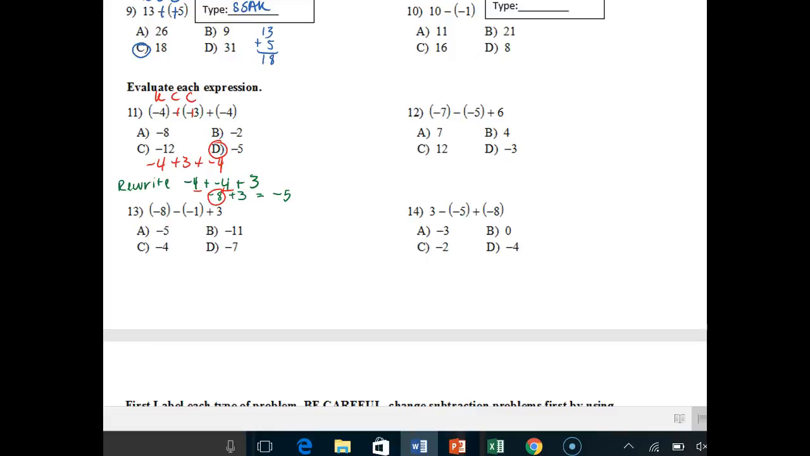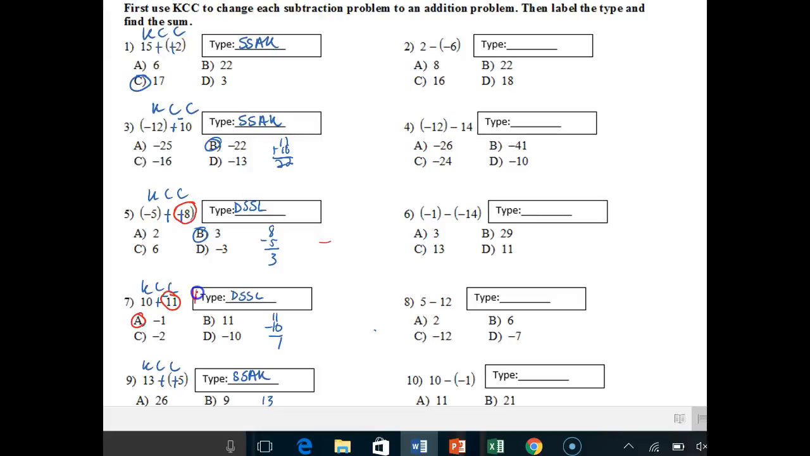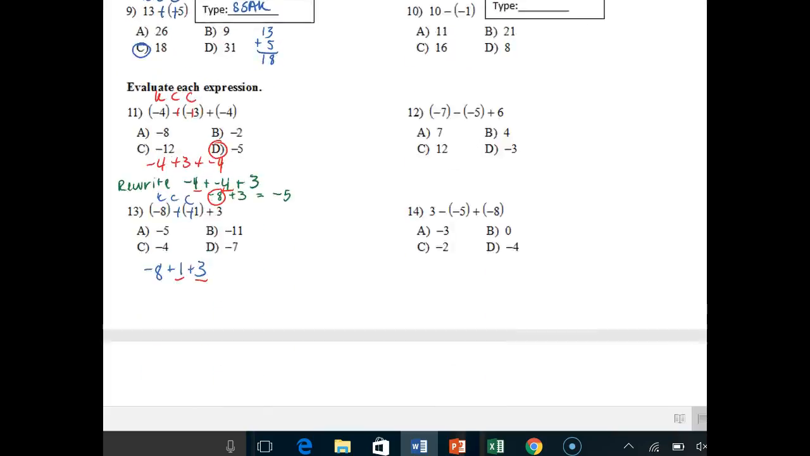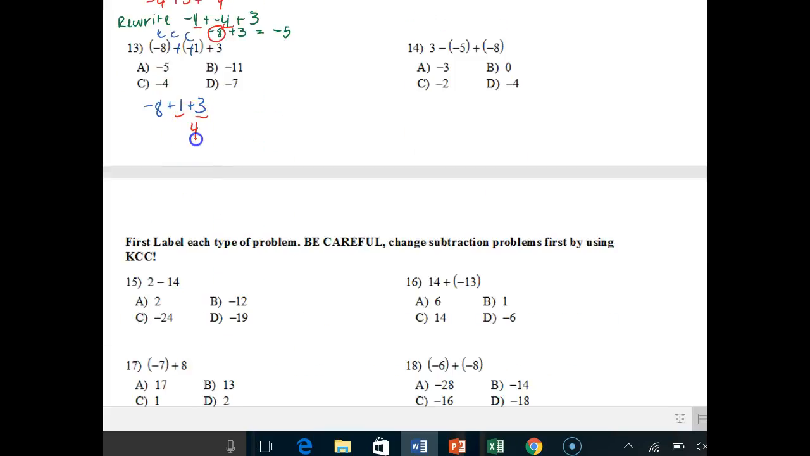Answer there. So again, on this one, let's KCC first. So negative 8 plus positive 1. Let's rewrite that down. Negative 8 plus 1 plus 3. And now this time I don't need to rewrite because look, the positives that I want next to each other are already next to each other. So let's add those guys first. 1 plus 3 is 4. Oops, sorry about that. 1 plus 3 is 4.